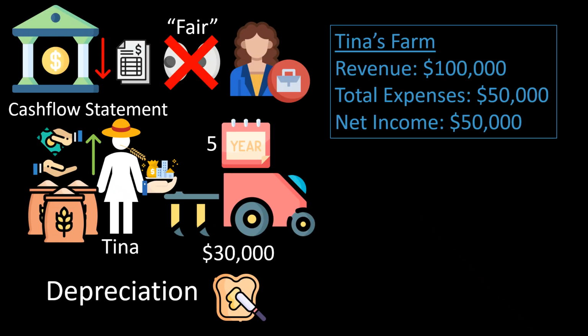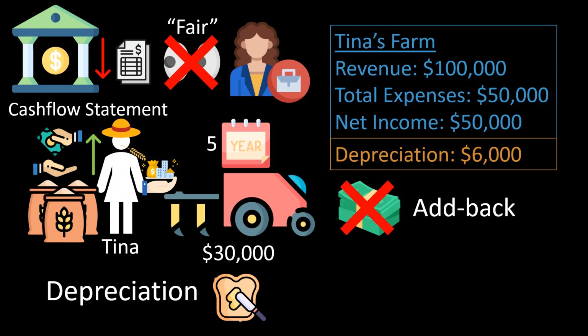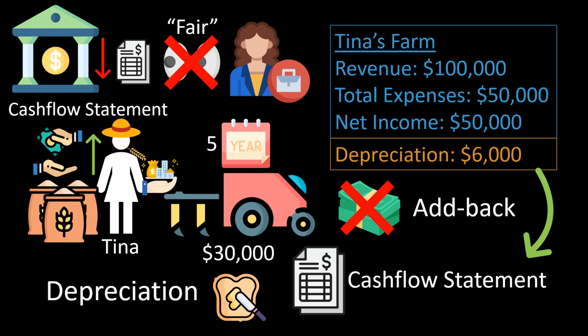I want us to expand our imagined world to get a better understanding of all of this. Tina's farm made $100,000 this year, which it used to buy the machine. All of its expenses leave the farm with a net income of $50,000. $6,000 of the expenses was depreciation. But Tina didn't pay actual money for that expense. So, an add-back is in order. This is adding $6,000 to operating activities in the cash flow statement to fix the offset made by depreciation.